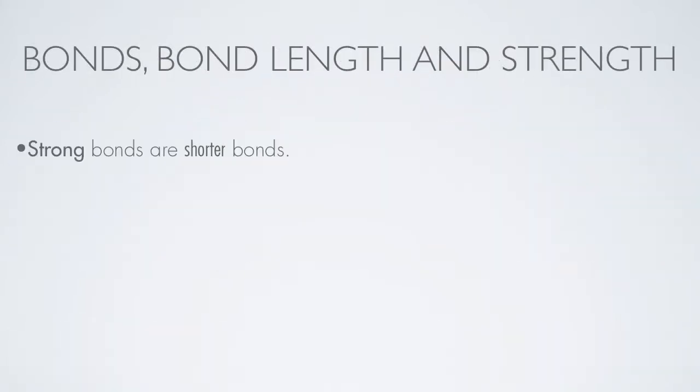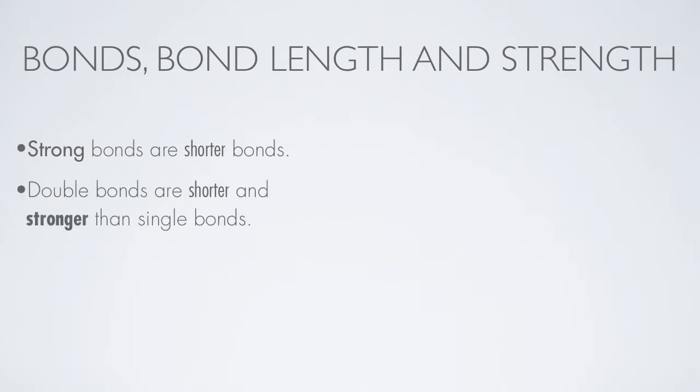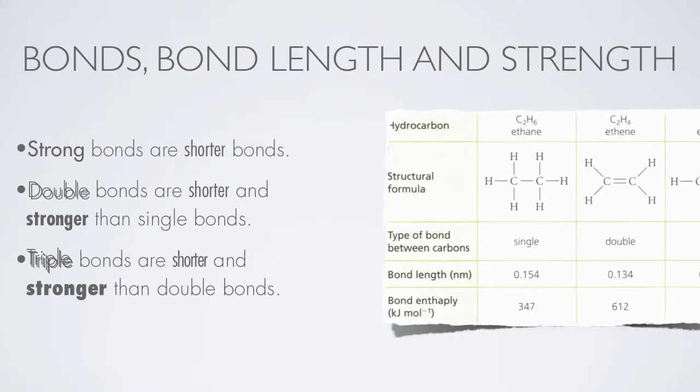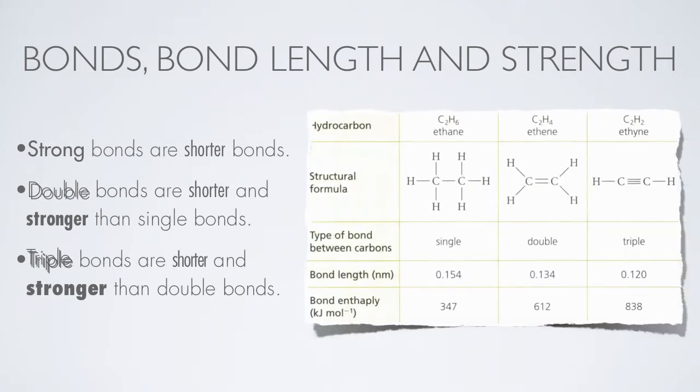Strong covalent bonds are shorter than weak covalent bonds. Double bonds are shorter and stronger than single bonds, and triple bonds are shorter and stronger still. This chart from your book illustrates it well. The carbon-carbon single bond in ethane has its own bond length and bond strength, and the carbon-carbon double bond in ethene is shorter and stronger. The carbon-carbon triple bond in ethyne is the shortest and strongest of all three of these examples.